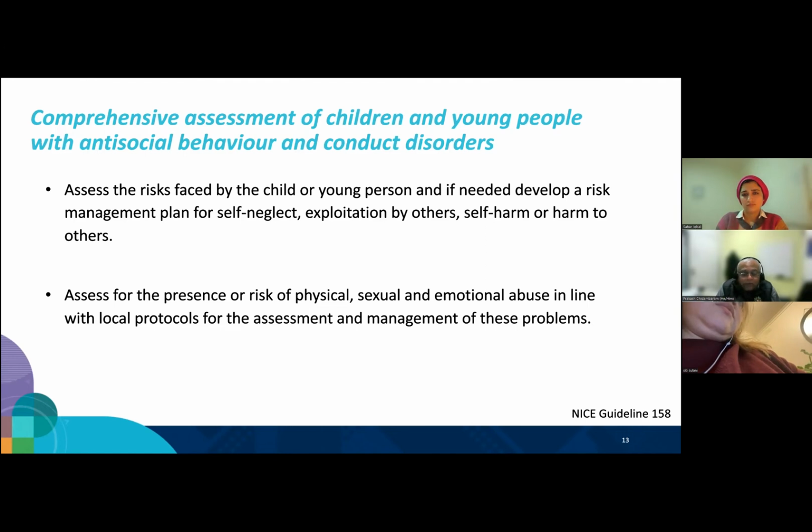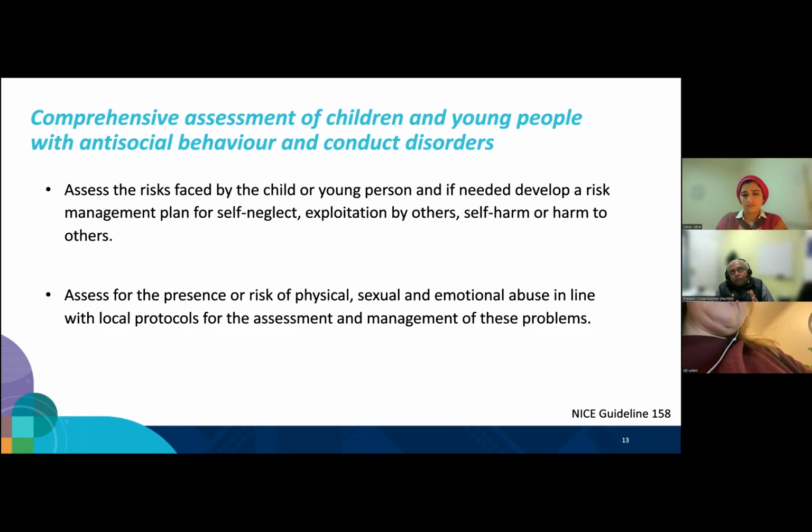It's quite important to understand the actual risks faced by the child or young person. Many aggressive children actually face a significant amount of physical and emotional risk from people around them, from peers, from family members. And it's really important to develop a risk management plan for self-neglect, exploitation by others, self-harm or harm to others. So I think it's really important to go beyond the history of aggression and violence and see these children certainly in a state of turmoil.